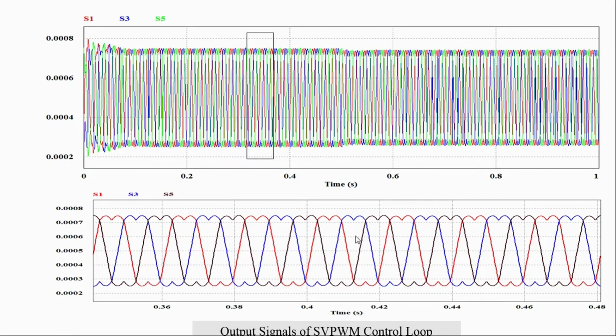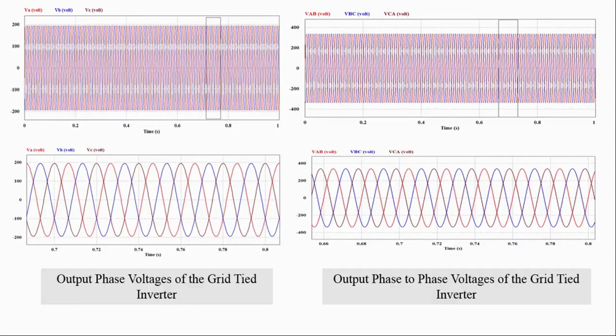It will vary depending upon the changing climatic condition or change in load, and that is depending upon the specification of the inverter. Remember, SVPWM is a technique, it's not an inverter. That technique is used in the inverter. This is the output phase voltages of the grid tied inverter, and similarly these are the phase to phase voltages for the grid tied inverter.